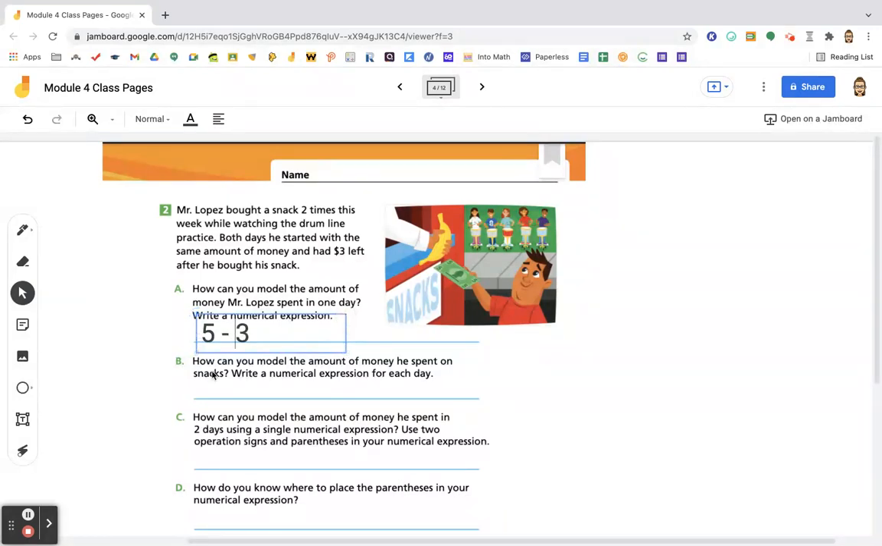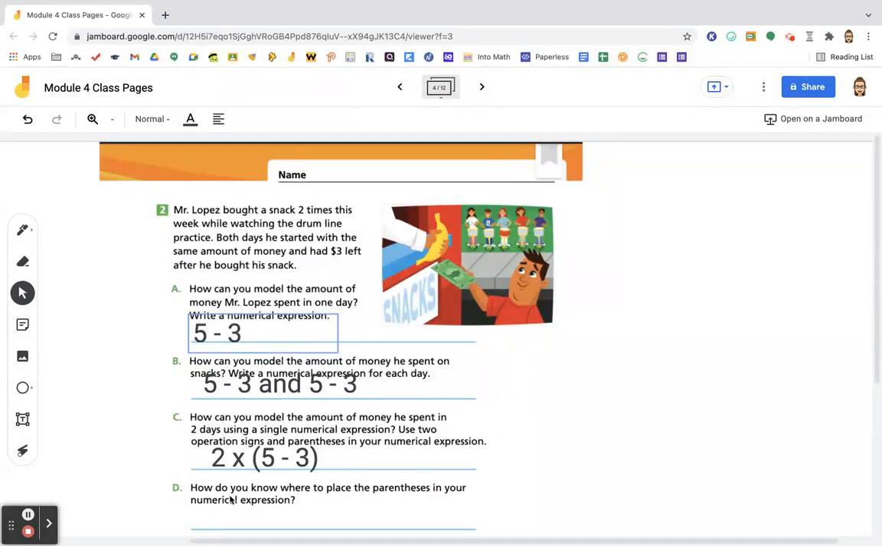And next it says, how can you model the amount of money spent on snacks? Write a numerical expression for each day. Well, for each day, it's the same. So it'd be 5 minus 3 and 5 minus 3. So C says, how can you model the amount of money spent in 2 days using a single numerical expression? Use two operation signs in parentheses in your expression. So what that means is instead of just having this here, we're going to do two times one of these. So we would say two times, and we're going to put 5 minus 3 in parentheses because that's representing one day. So that's why we put that in parentheses.